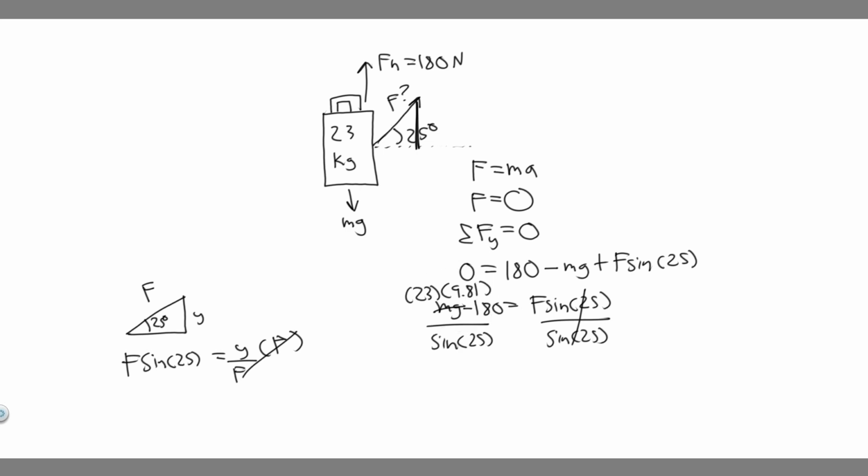So now what you want to do is just plug this in. So 23 times 9.81, then you want to minus 180, and then you want to divide by the sine of 25. And make sure you're in degrees when you do this because they gave it to us in degrees. So when you do this, you're going to get F equals 107.969. I'm just going to round to 108. So it's going to be about 108 newtons. Just make sure you round however your teacher wants you to do. But yeah, F is going to be equal to about 108 newtons. So this is going to be your answer. And hopefully you found this useful.